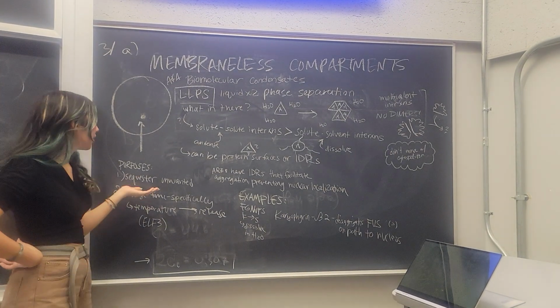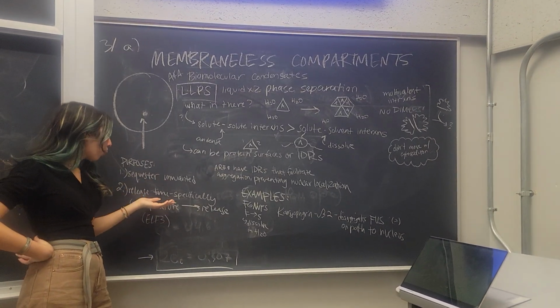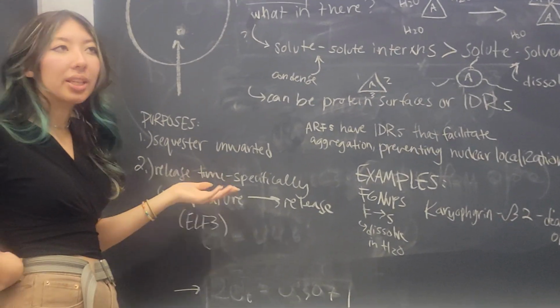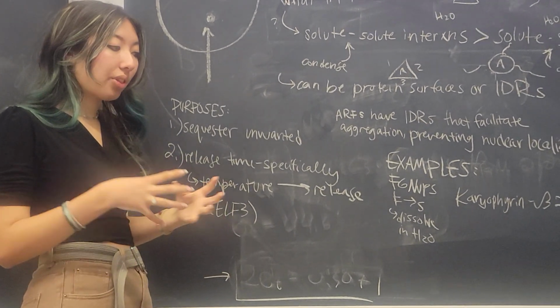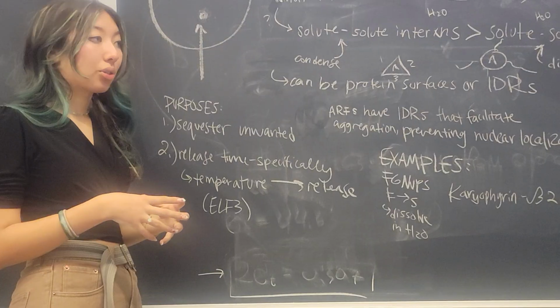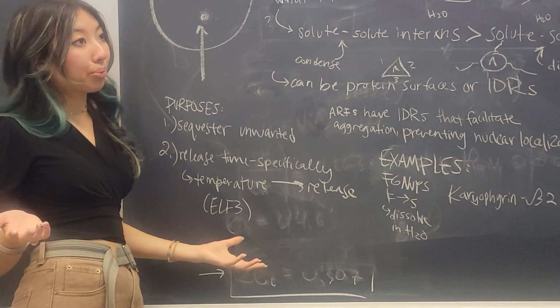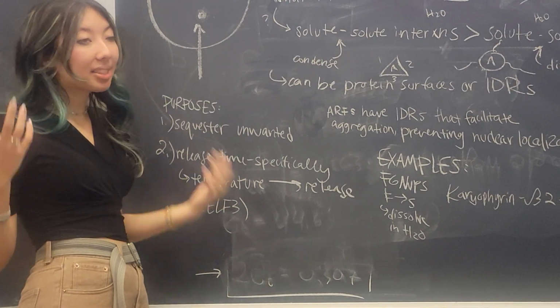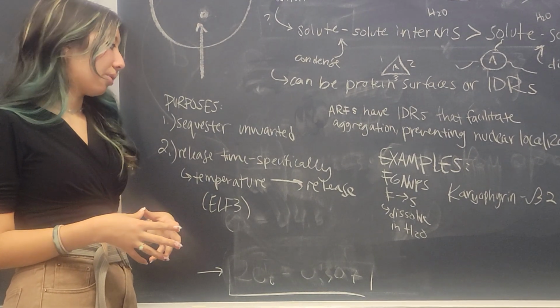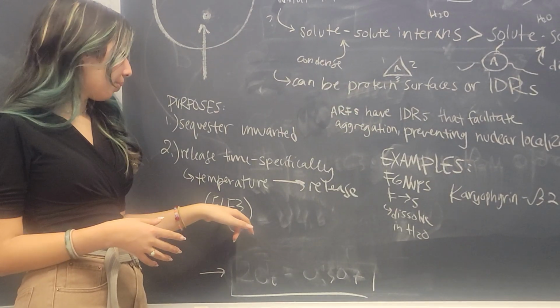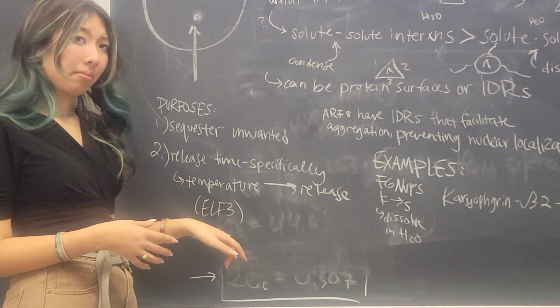So we can use it to sequester unwanted proteins, or we can use it to release them in a time-specific manner. So like temperature, if you have a bunch of things that are wanting to be released at a certain time, like maybe you detect temperature and you're like, it's time to flower now. You might have ELF3 being released in a condensate that results in early flowering 3.